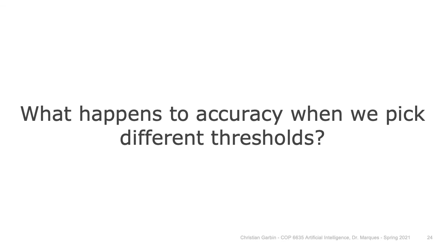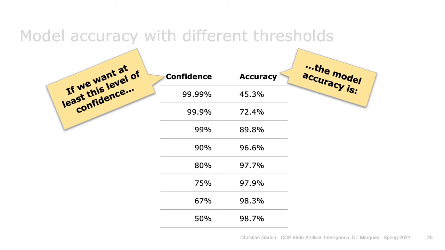So what happens to accuracy when we pick different thresholds? In the model that we just saw, this is what happens. If we want a very high confidence level, 99.99%, the accuracy of the model is about 45%. In our check application, that means about half of the checks will be sent for manual review. The accuracy goes above 98% only if we accept a confidence level of 67% or less.